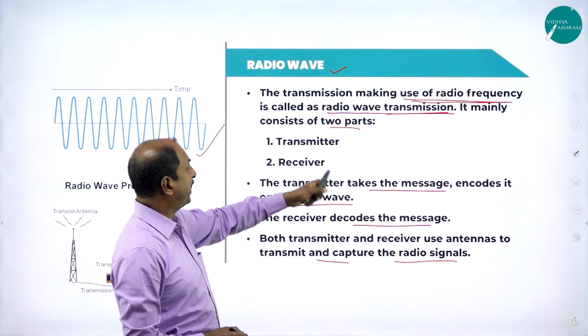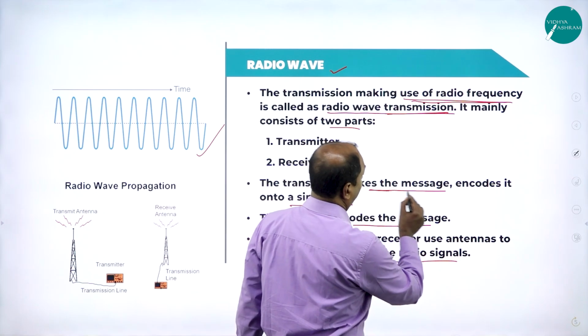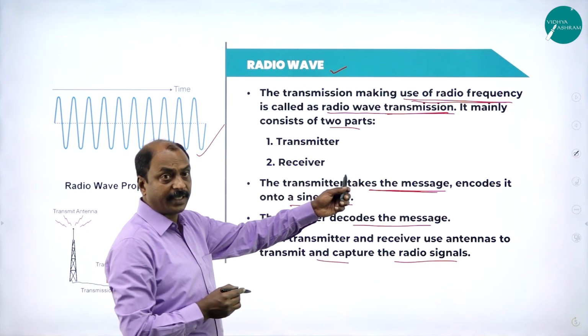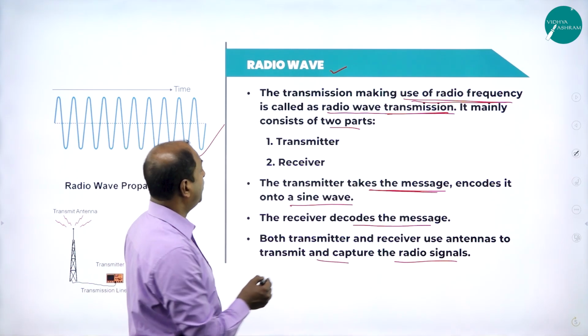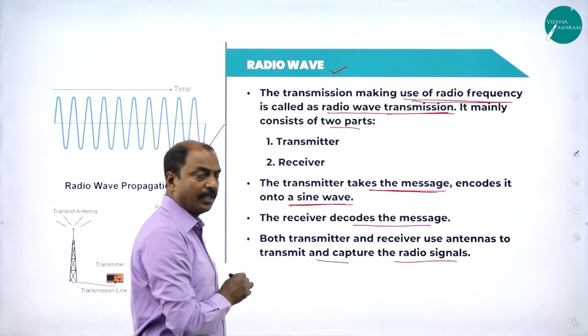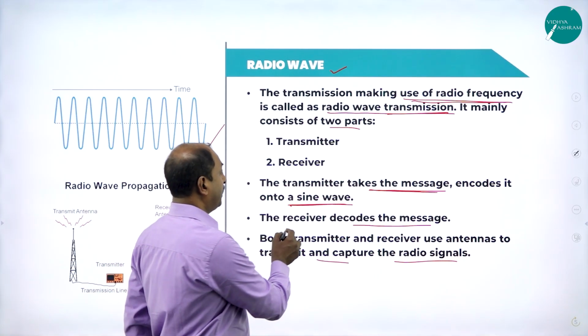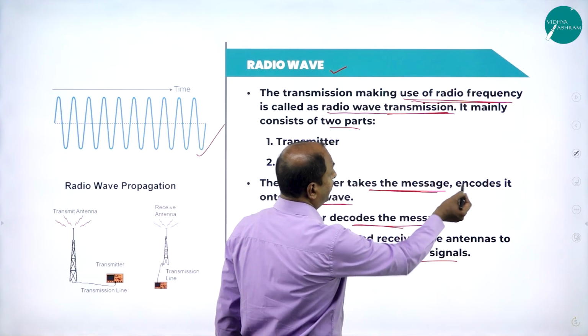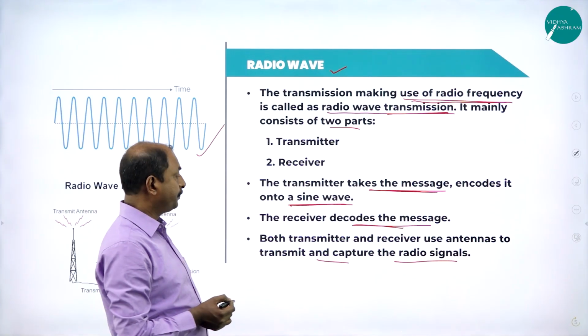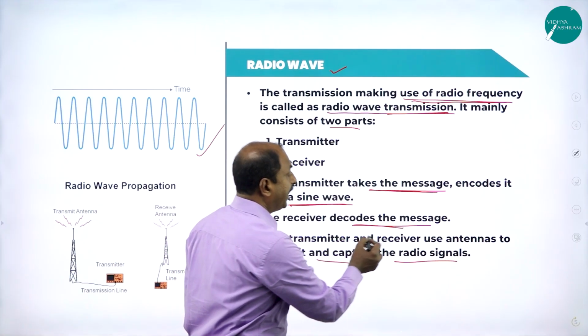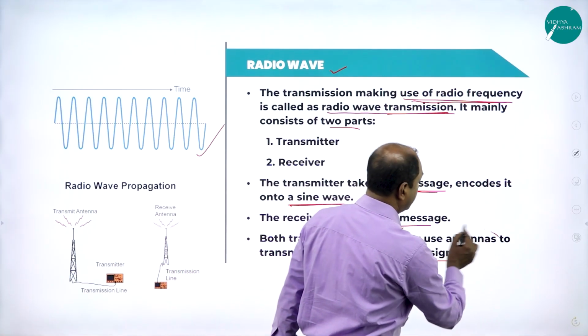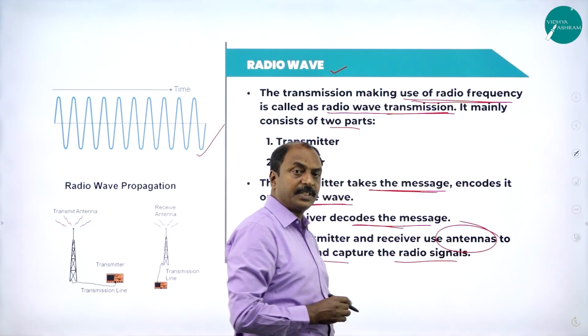So what is the function of the transmitter? It takes a message from the user and encodes it, and it will be transmitted in the form of a signal. Then at the receiver end, there is another component called the receiver. The receiver decodes these encoded messages, and the transmitter and receiver use an antenna. So this is one of the components of a physical device.